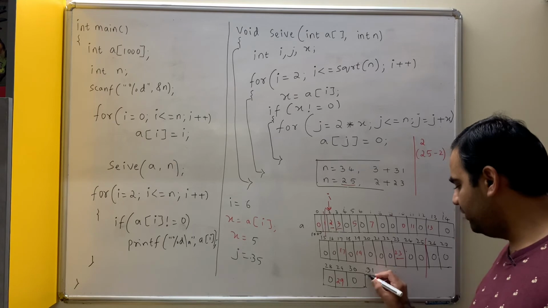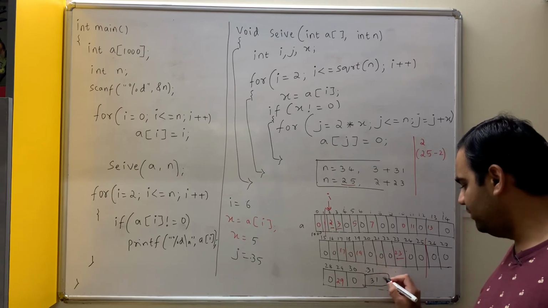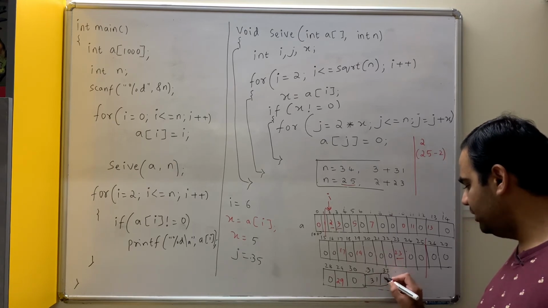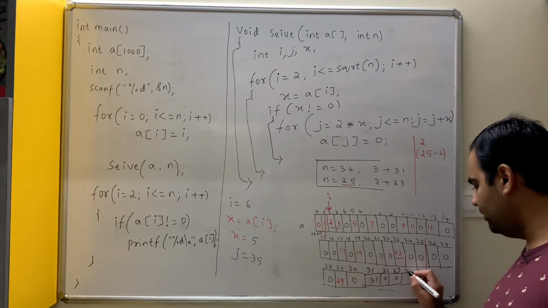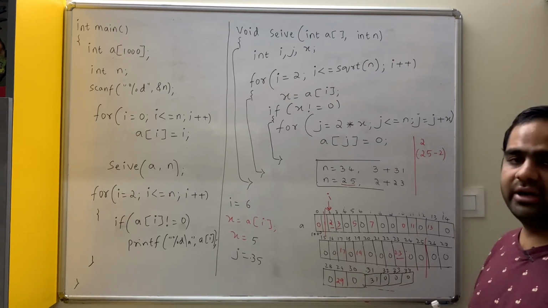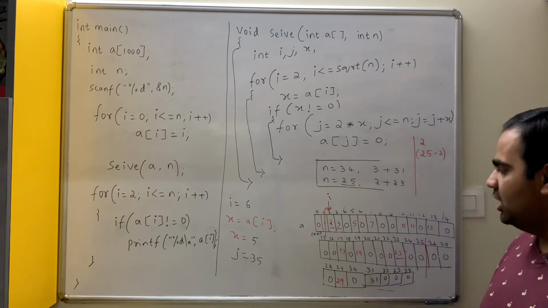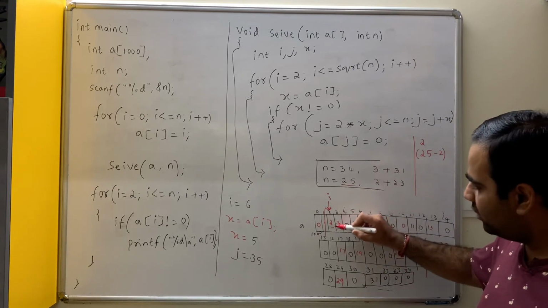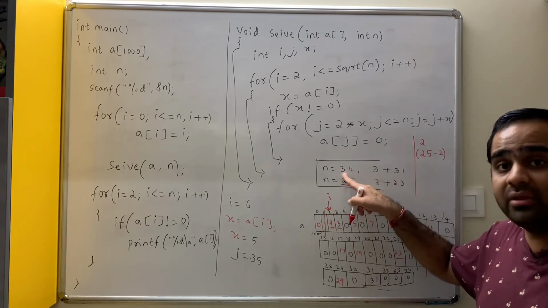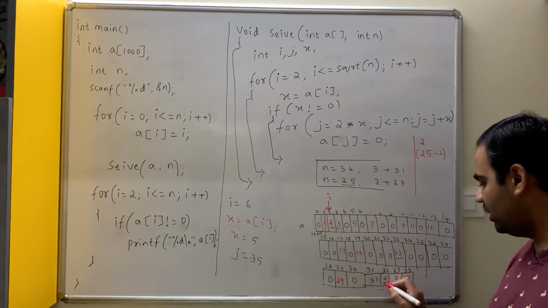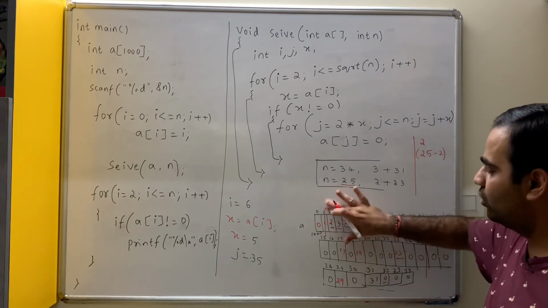Now, let me do it for 34. This is 31, so the value will be 31. 32, the index will be 0 because it's not a prime. 33, it will be 0. 34, it will be 0. Now, you generate all the primes from 0 to 34. Again you start from 2. 2 is a prime. To make the sum 34, what should be the other number? 32. Is 32 a prime? No. Therefore, go to the next number.